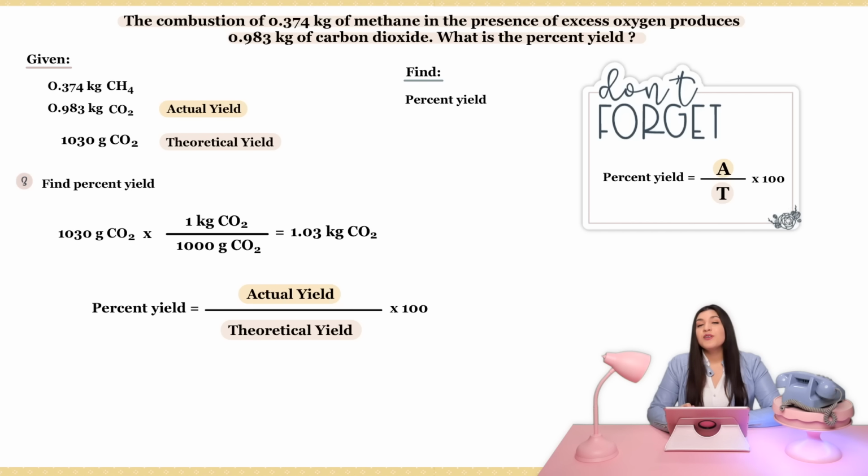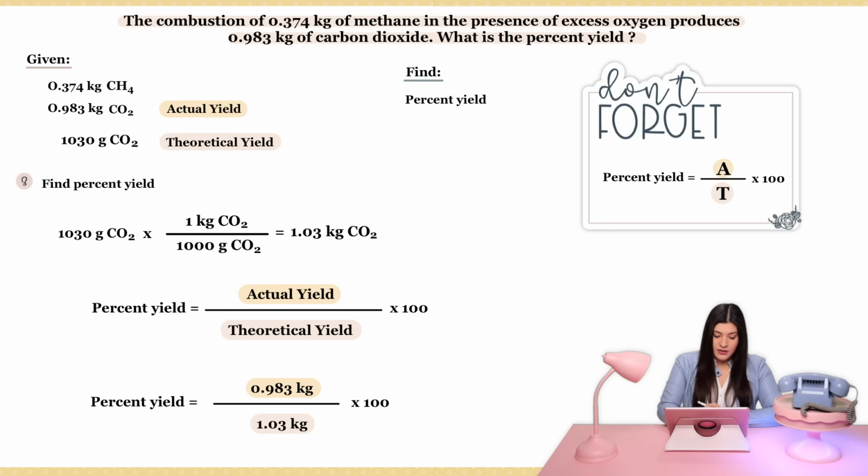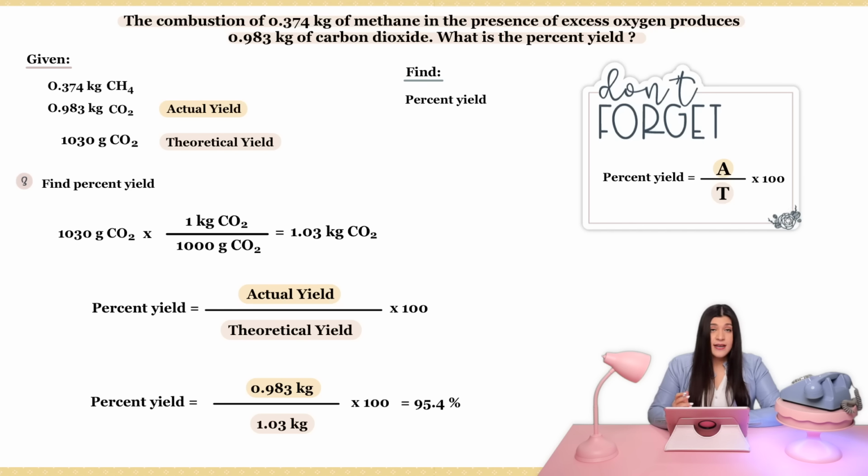So all we have to do now is plug everything in. So I'm going to plug in the actual yield, which was given, and then I'll plug in the theoretical yield, which we found using stoichiometry. Divide these two values and multiply by 100, and we get 95.4%. That is our percent yield. Let's move on to the next question that asks for theoretical yield.